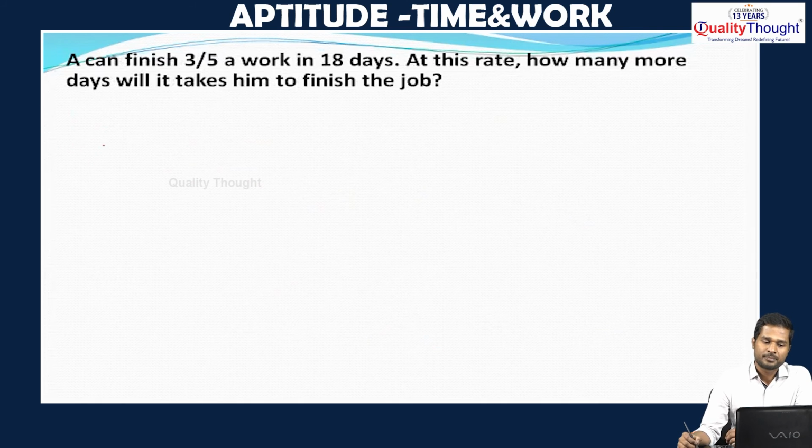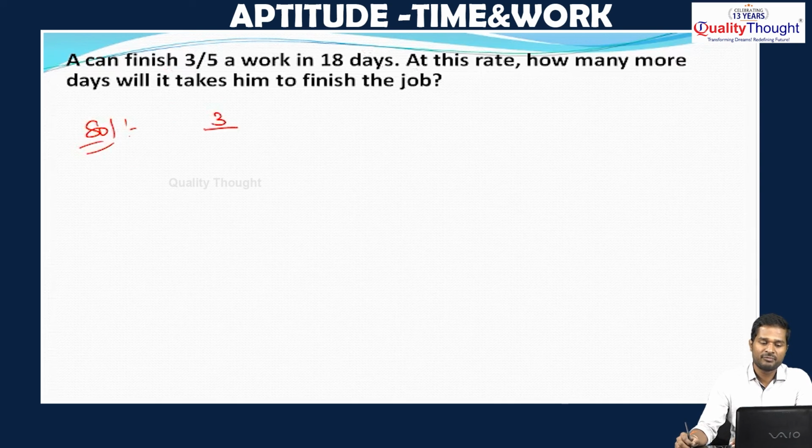This question says A can finish 3 by 5 of the work in 18 days. At this rate, how many more days will it take him to finish the job? So to complete 3 by 5th of the work, A takes 18 days.